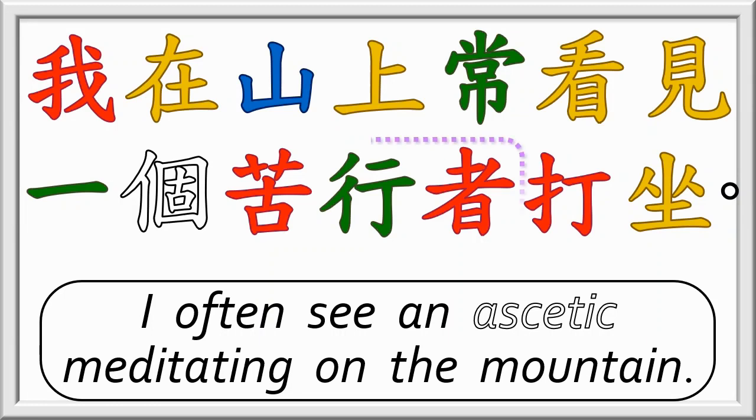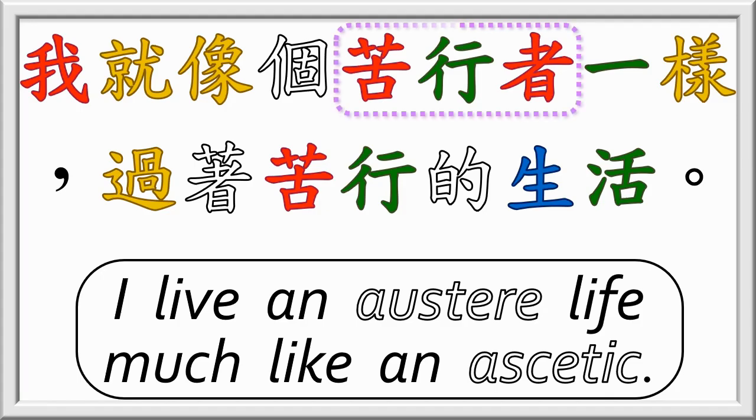Intentionally leading an austere, and some would say painfully difficult existence, is rendered as 苦行 in Mandarin. 我在山上常看见一个苦行者打坐。I often see an ascetic meditating on the mountain. 我就像个苦行者一样，过着苦行的生活。I live an austere life, much like an ascetic.